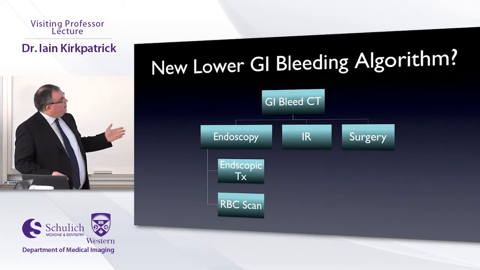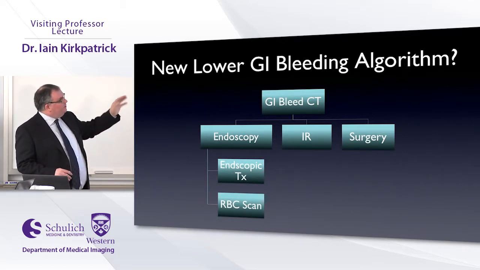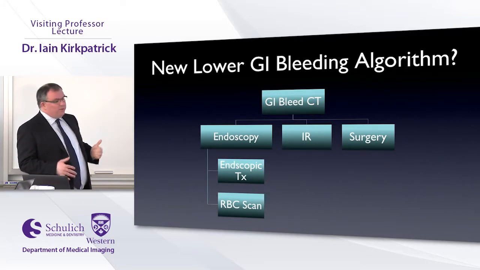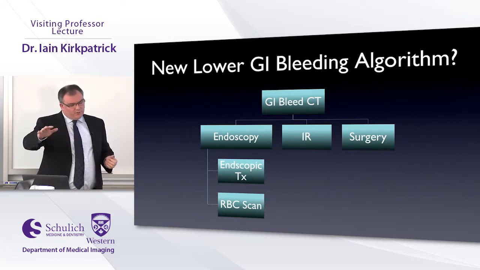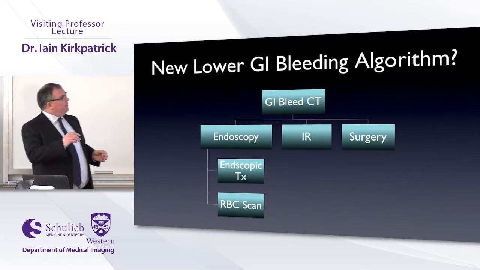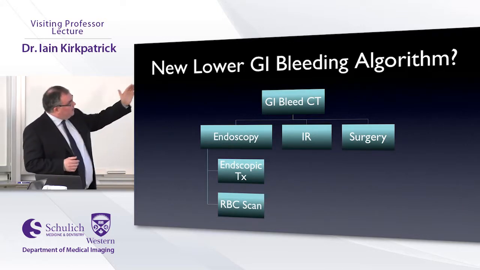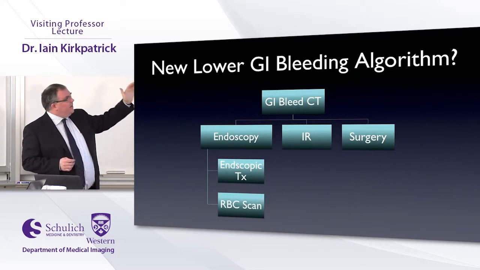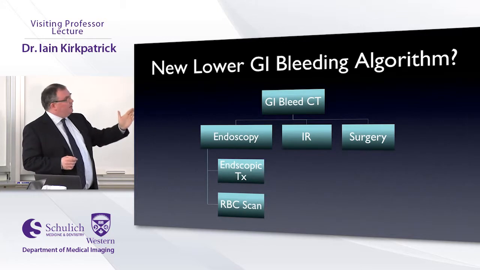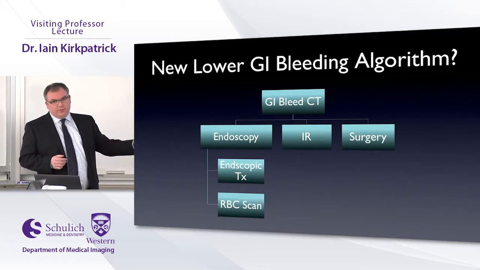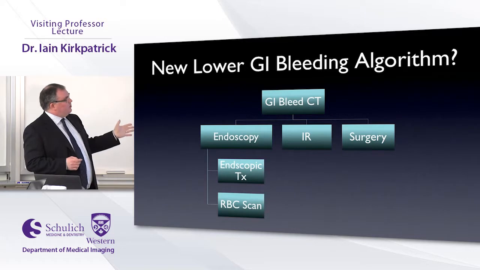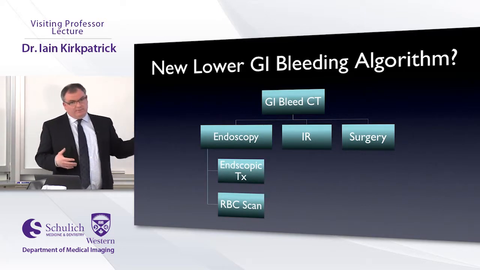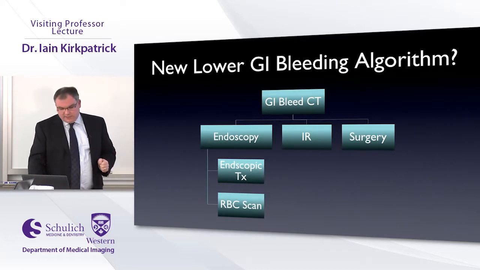Since Nagata's paper, we've been dipping our toe into this algorithm, and I know some other places are too, where people with acute lower GI bleeds, and I apologize for bringing the colon into this talk about small bowel, but they're tied together. People would say, well, maybe do the GI bleed CT first, and then based on that, you can decide if it's something surgical, something that should go to interventional radiology, or something that should go to endoscopy. And then endoscopy would either deal with it, or maybe if they can't find anything, they get an RBC scan.